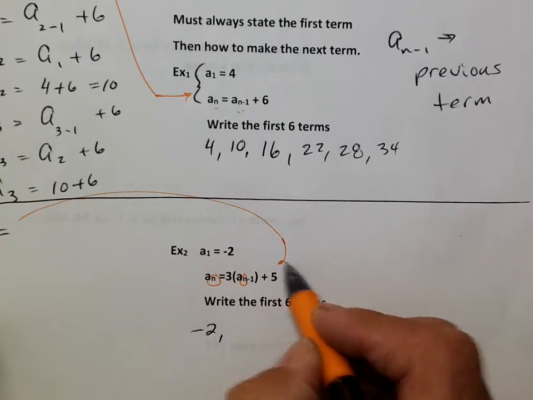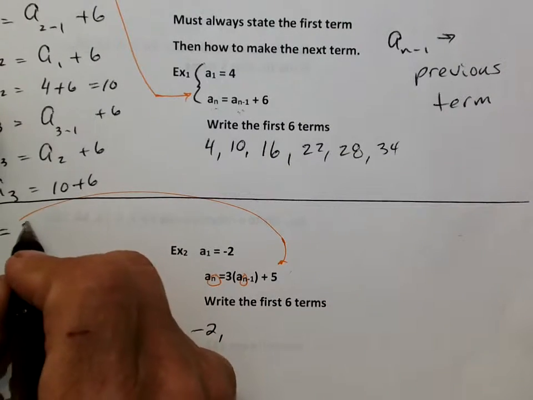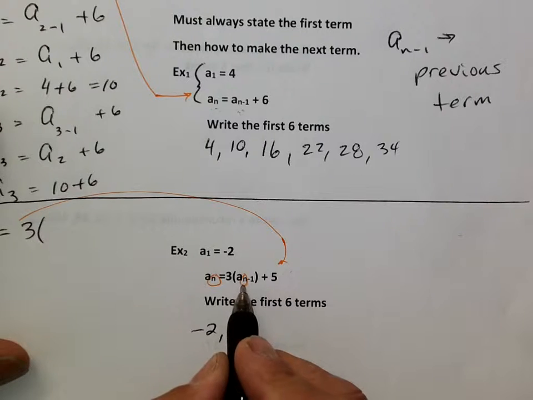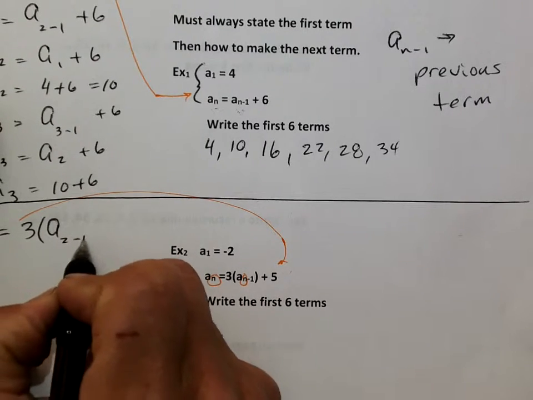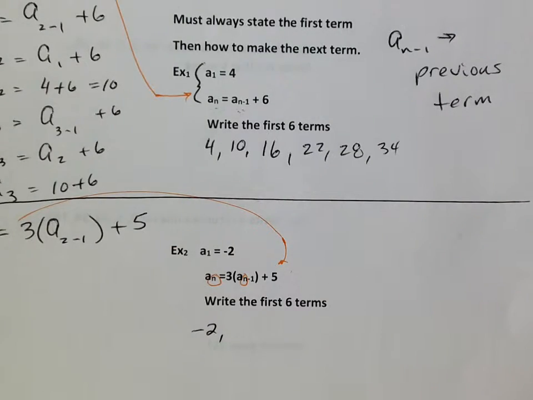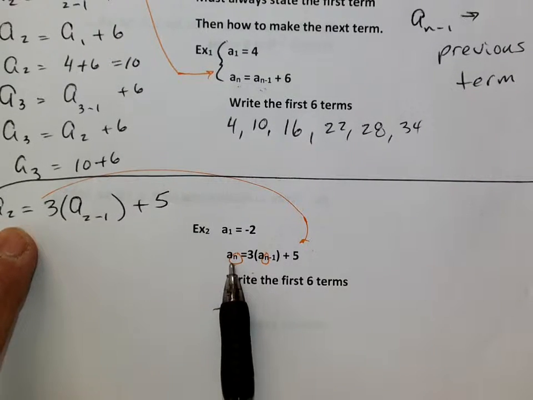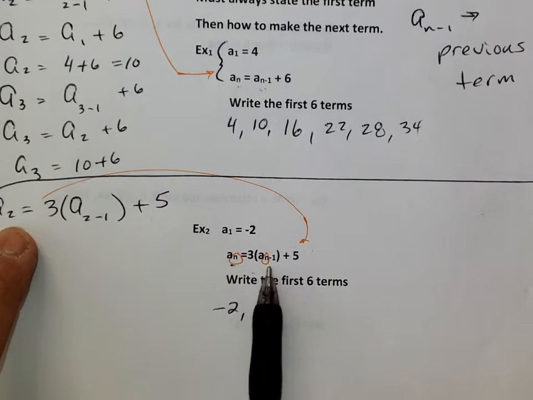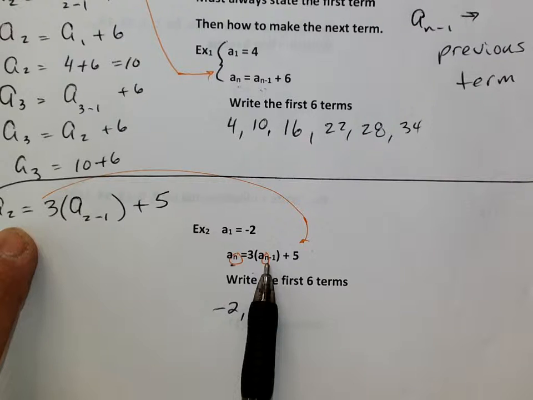Use my formula. My formula says take A of n, which is 3 times A of n minus 1 plus 5. If I want to make the second term, I let n be 2, so I put a 2 here and a 2 there, because n is 2. I'm just plugging in numbers, basically.